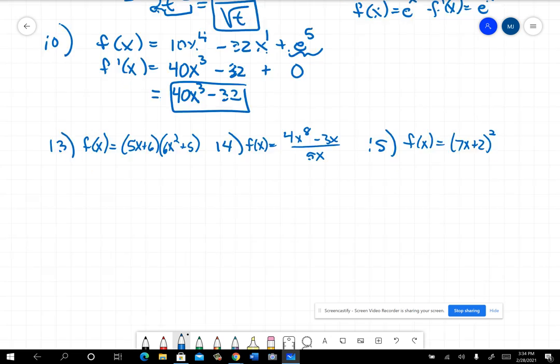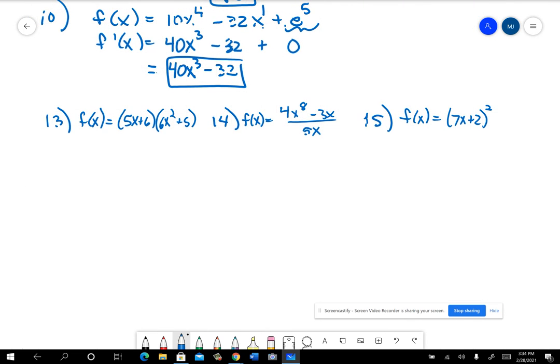Okay, all right, now because these are in section 3.3, we haven't talked about the product rule. If we had, you could use the product rule here. We haven't talked about the quotient rule yet. That's in 3.4. If we had, you could have used the quotient rule on 14. And on 15, that would be one where we could use the chain rule. Those are all coming later.